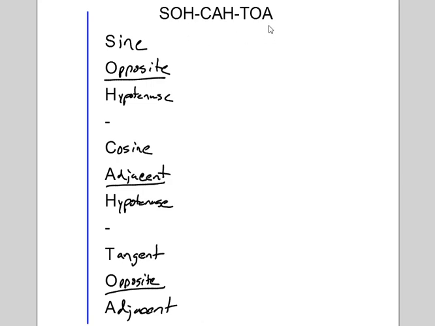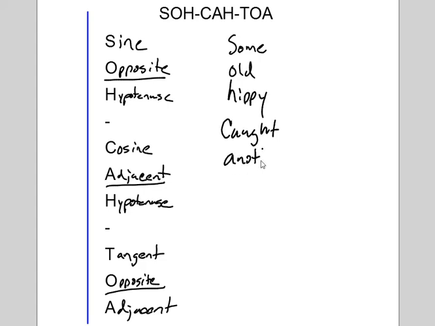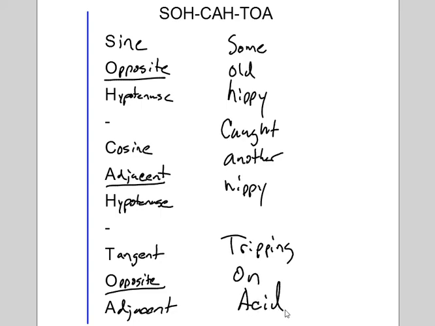Some students have another way of remembering SOHCAHTOA. The way that they remember it is by remembering a phrase. Some old hippie caught another hippie tripping on acid. This helps you remember the letters that make up the trig ratios.